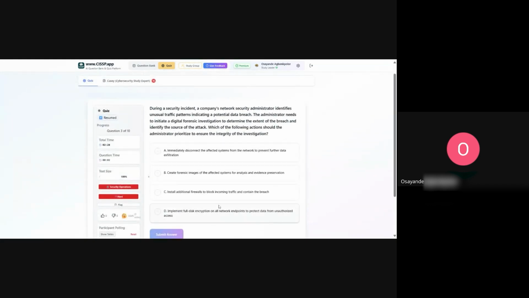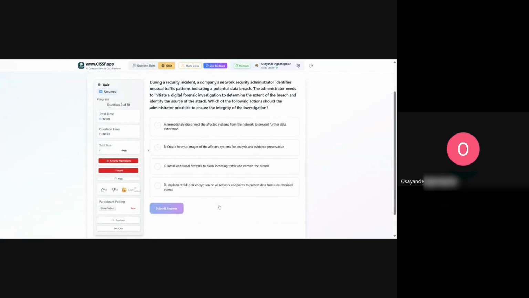During a security incident, a company's network security administrator identifies unusual traffic patterns indicating a potential data breach. The administrator needs to initiate a digital forensic investigation to determine the extent of the breach and identify the source of the attack. Which of the following actions should the administrator prioritize to ensure the integrity of the investigation?